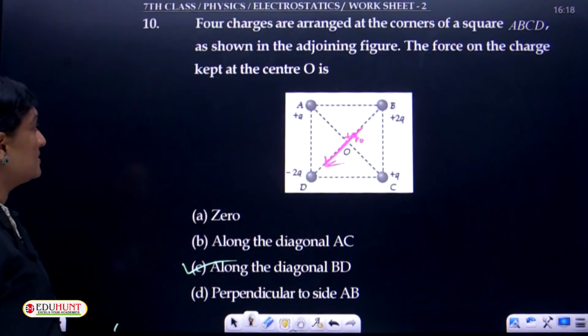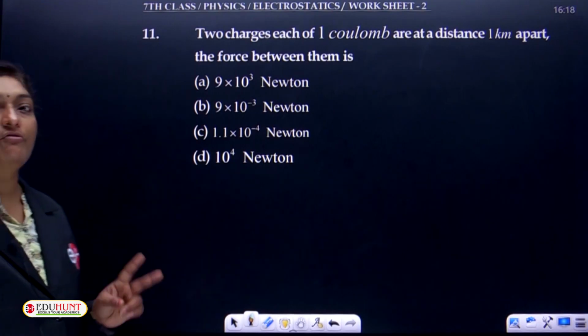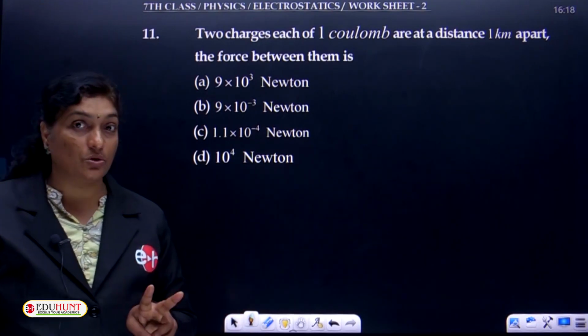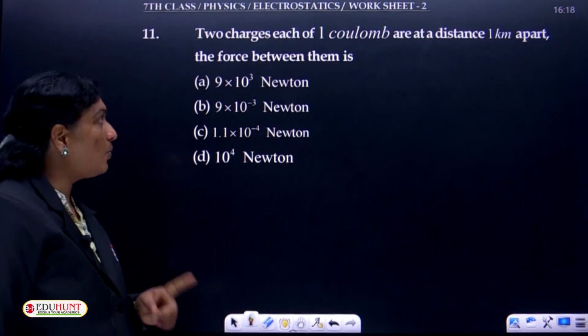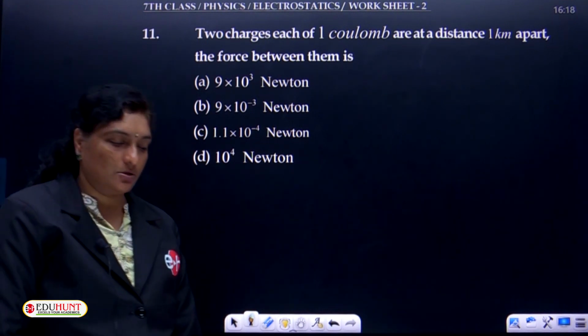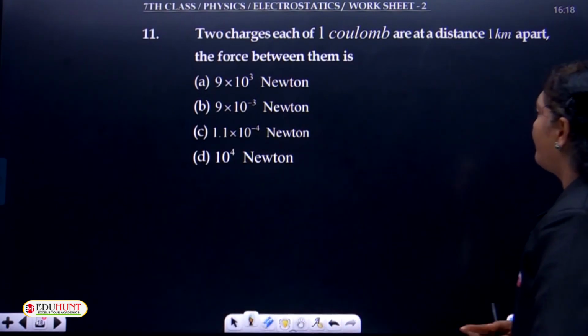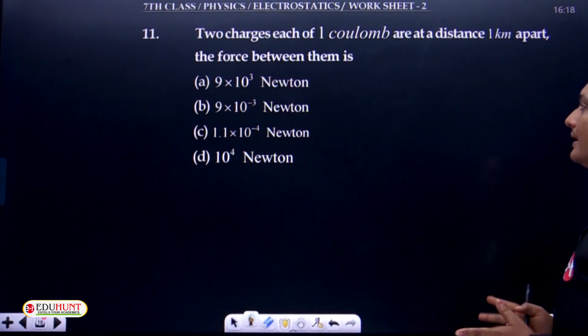So moving to the next one, 11th question. Two charges each of 1 coulomb are at a distance of 1 kilometer apart. So you are given two charges which are kept at a distance of 1 kilometer apart. The force between them is.